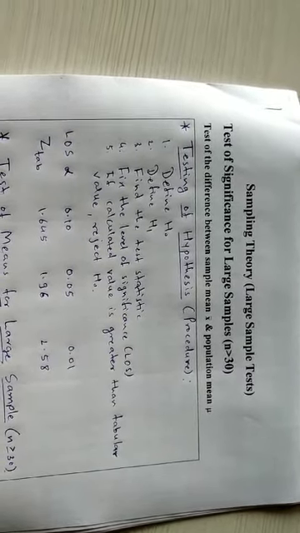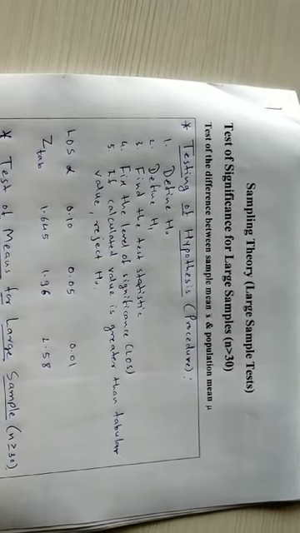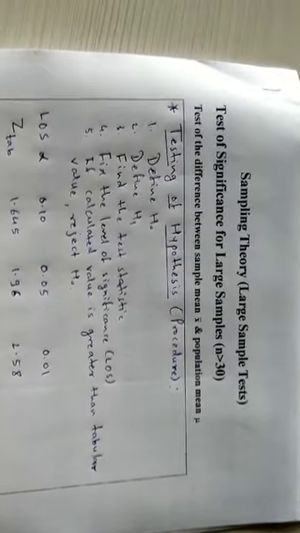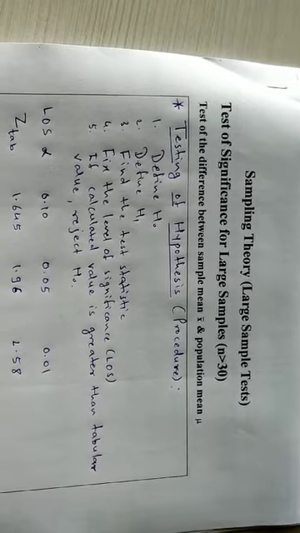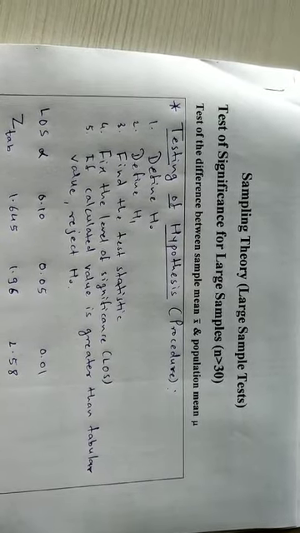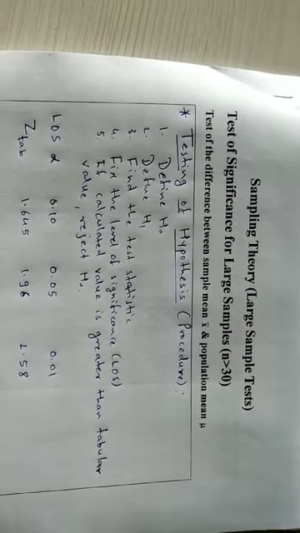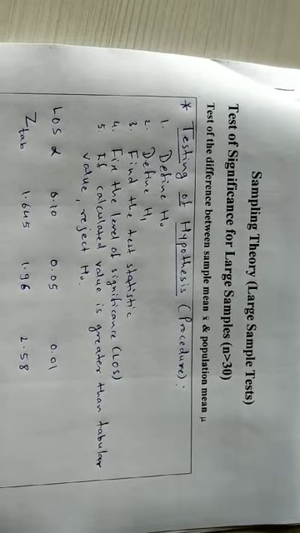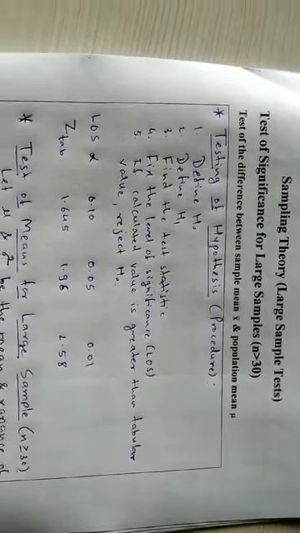So there is a procedure for testing any hypothesis. First step is define H0. H0 we are using for null hypothesis. Then define H1, which is alternative hypothesis. Then find the test statistic, fix the level of significance, and conclusion: if the calculated value is greater than tabular value, we will reject H0.